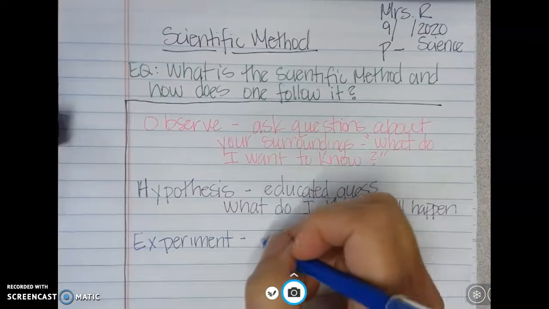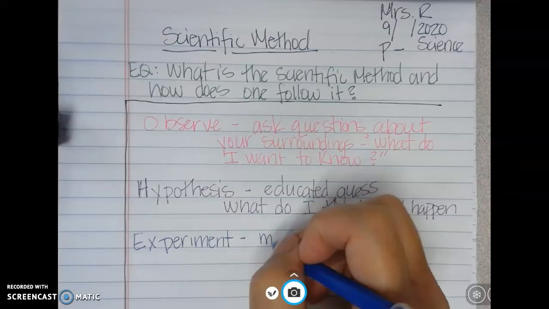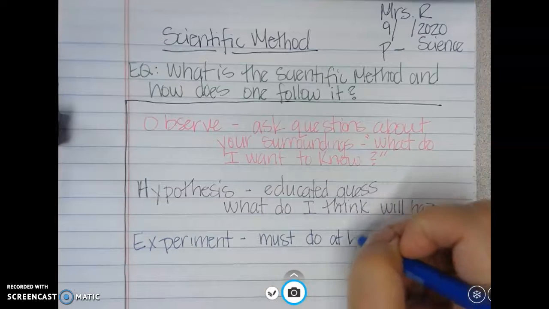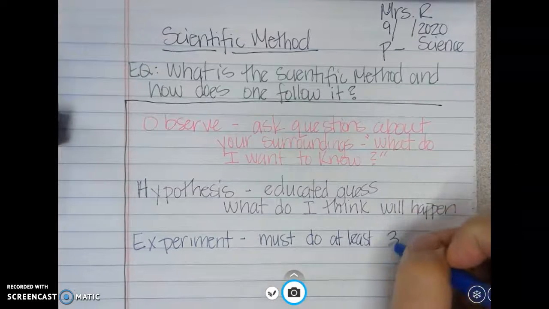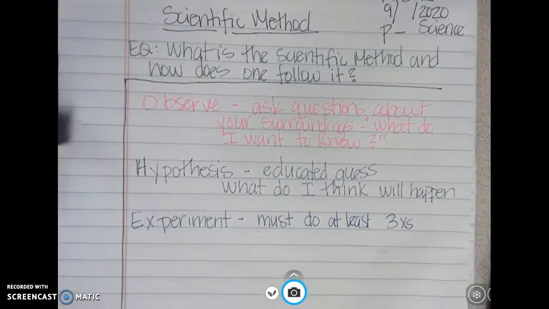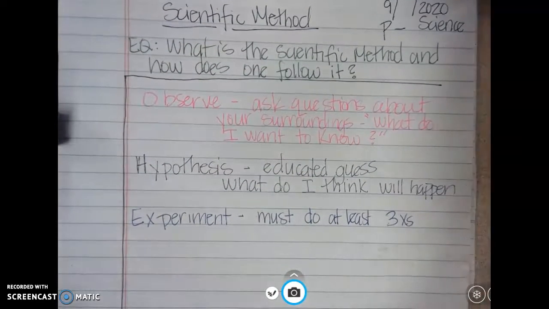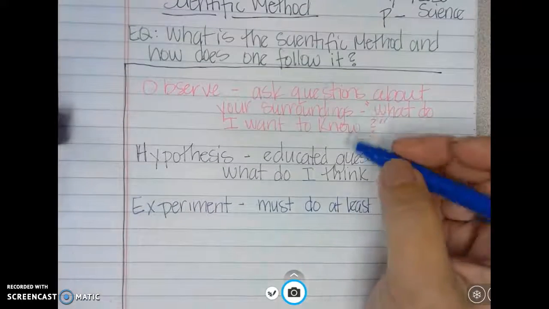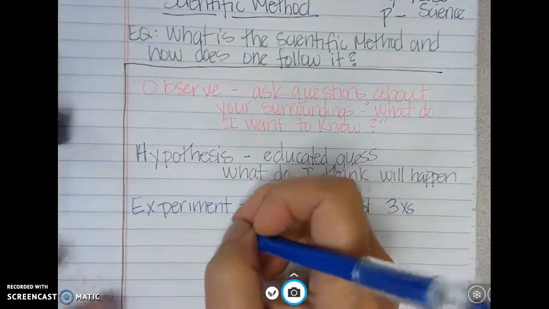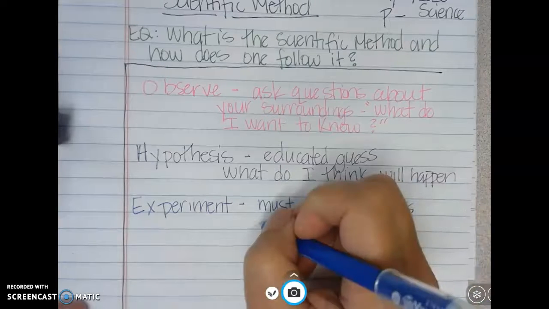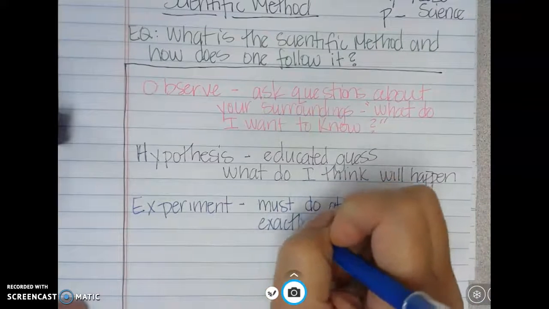And you must do the experiment at least 3 times for it to be an experiment. So when you make a volcano and you make that volcano once, that's not an experiment. That's just you showing somebody how to do something or making something that somebody can see. You must do it 3 times, and you must do it exactly the same way every time.